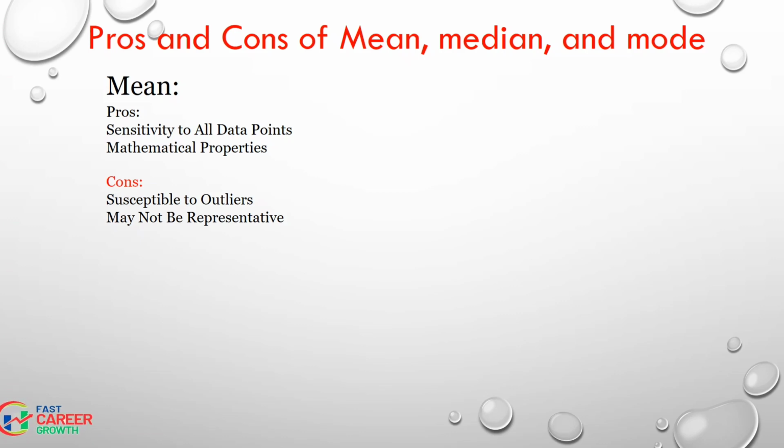What are cons of mean? Susceptible to outliers. Extreme values, outliers can greatly influence the mean, leading to a skewed representation of the data. May not be representative. In skewed distributions, the mean may not accurately represent the central tendency. Median. What are pros of median?